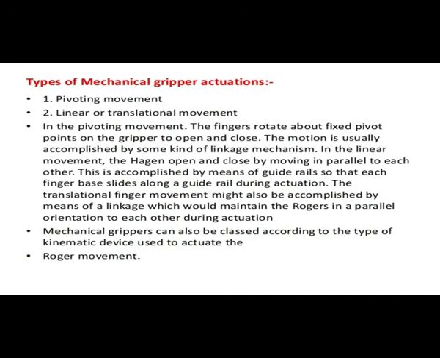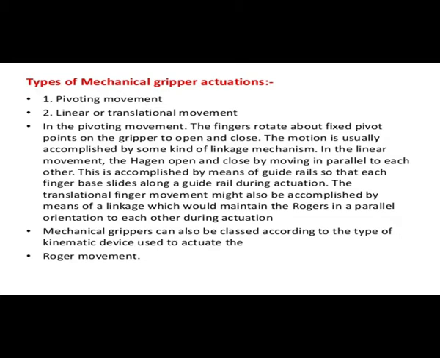Mechanical gripper, here some mechanisms are there. Gripper mechanism actuations. There are various ways of classifying mechanical grippers by their actuating mechanism. One method is according to the type of finger movement used by the gripper. In this classification, a gripper can actuate by opening and closing of the fingers by one of the following motions. One is the pivoting movement. Second one is linear or translational movement.